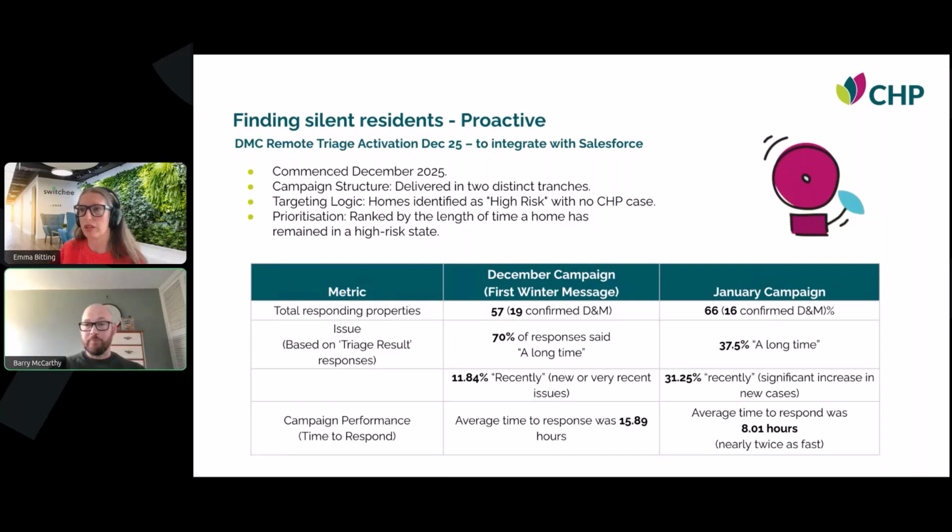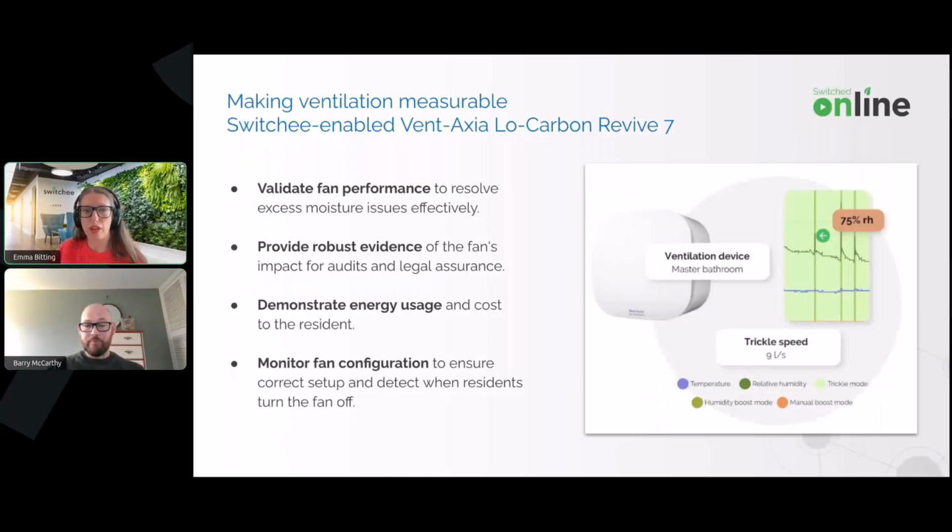Yeah, absolutely, absolutely. I'm just going to quickly move on. We've mentioned the Revive 7, and I thought it was useful for you to get a bit of context and for the listeners to understand what it is. I think the Revive 7 is a reflection of exactly what we're doing with the Switchee thermostat, but giving you an enriched data set.